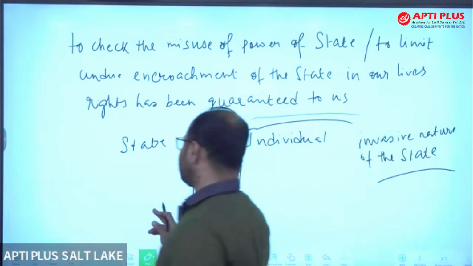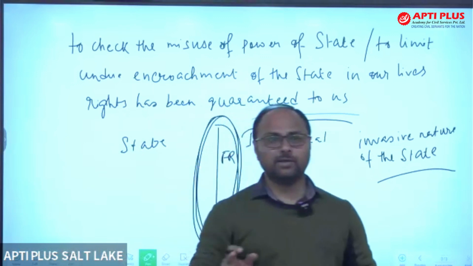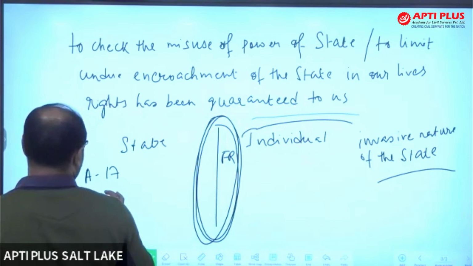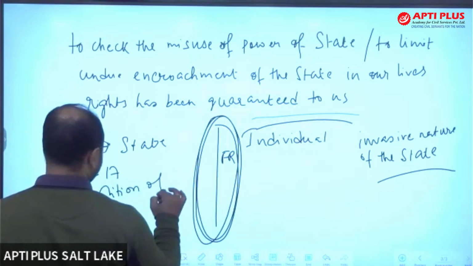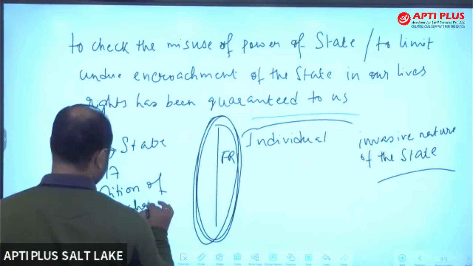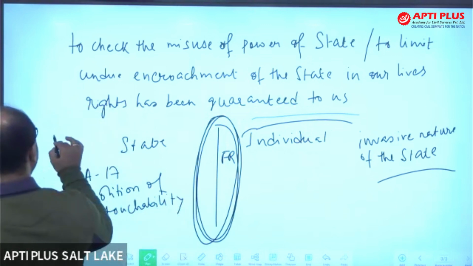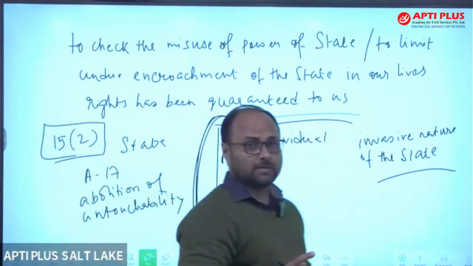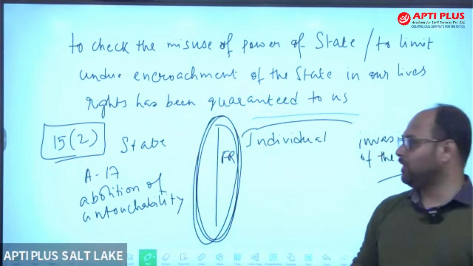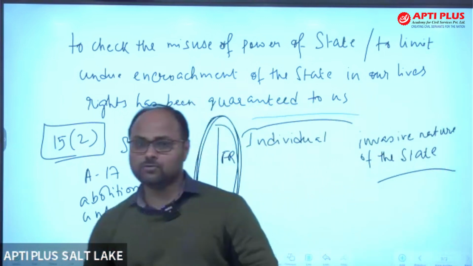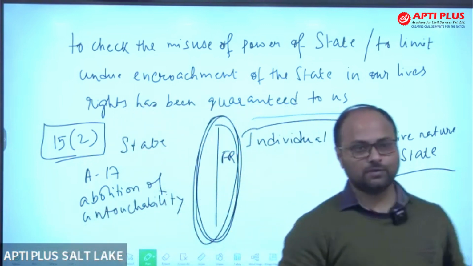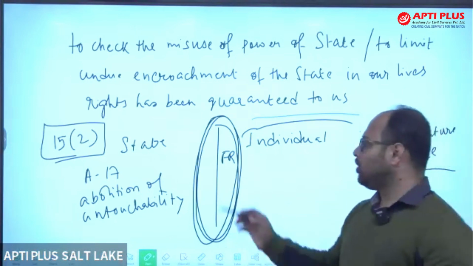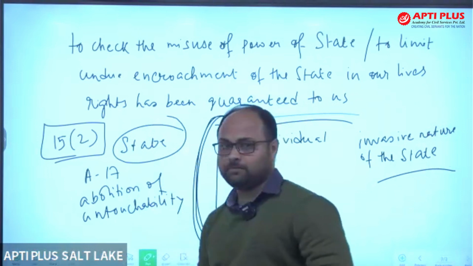So is it only against the state? Can private individuals also violate any other rights? Yes, of course. If we look into Article 17, untouchability. Okay, even if we look into Article 15 clause 2, it has been directed that it is not only the state but also the private individuals who cannot discriminate against fellow citizens on the grounds of religion, race, caste, sex and place of birth, which means that there is always a possibility of your rights being violated not only by the state but also by private individuals.